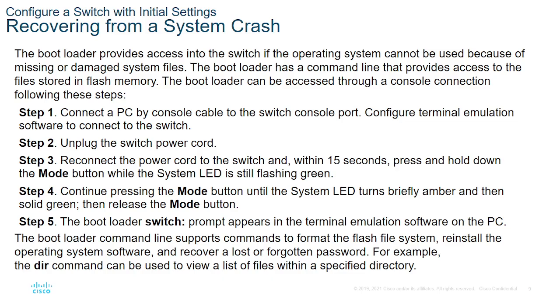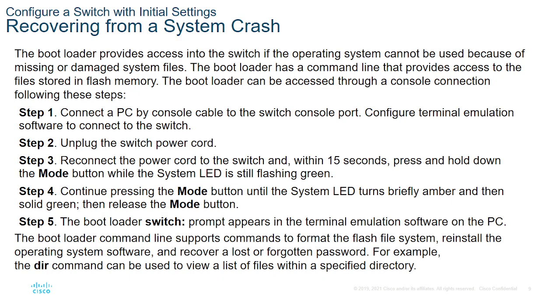The first step is connect a PC using a console cable to the switch port, configure terminal software, unplug the power cord, reconnect the cord to the switch within 15 seconds, and then press and hold down the mode button while watching the system LED until it is flashing green. So you continue pressing the mode button until the system LEDs turn briefly to amber and then a solid green, and then release the mode button.